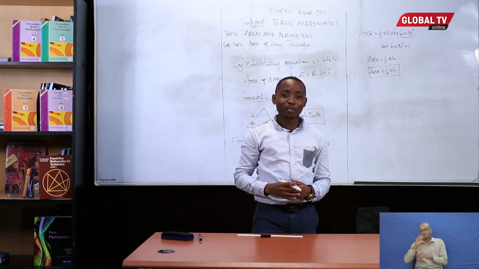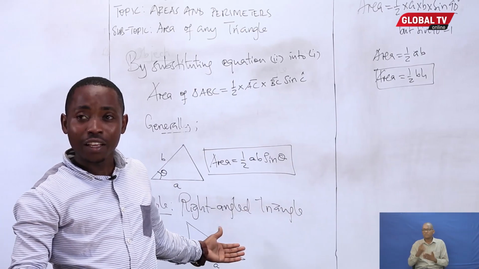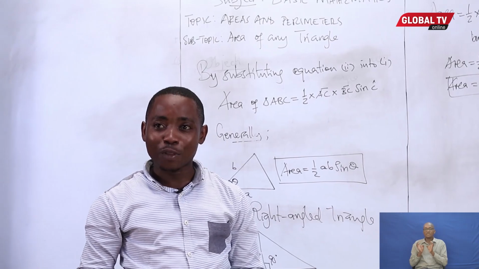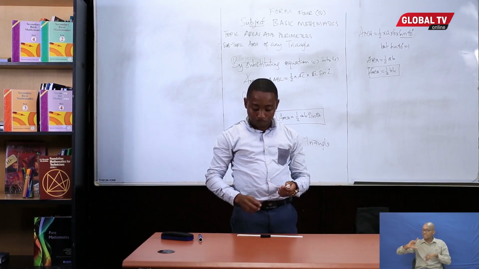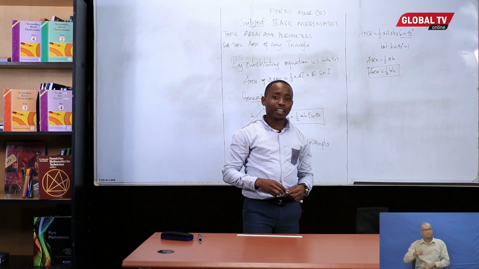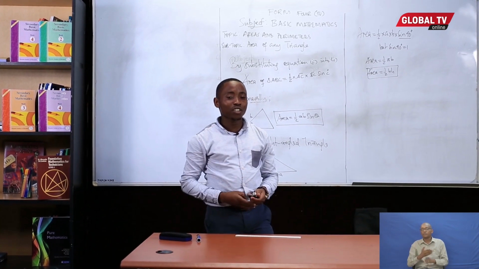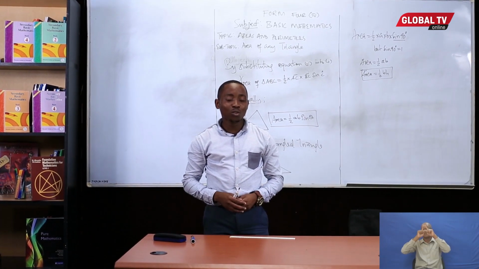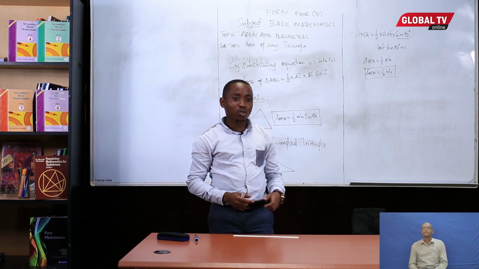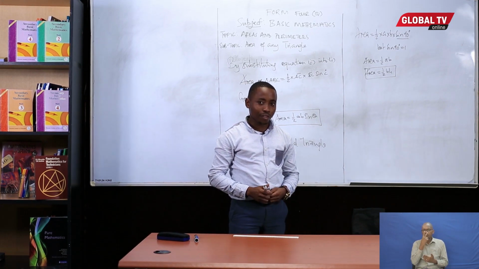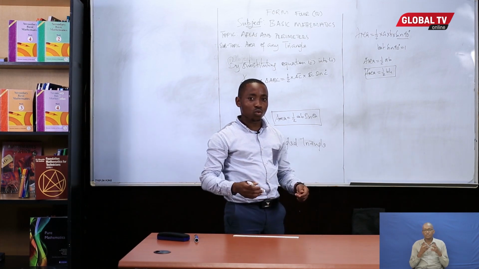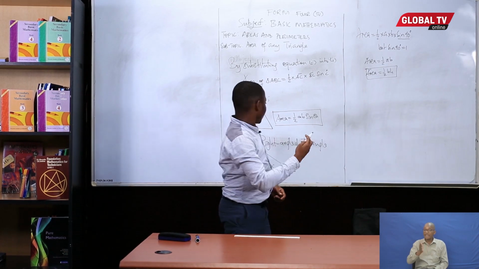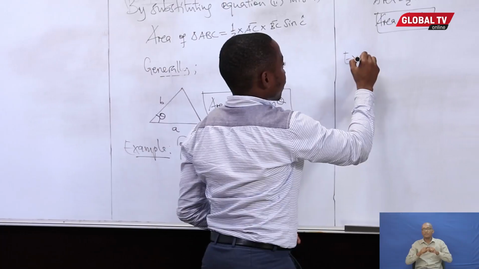So don't ask yourself so many questions. Why do they use that one instead of this one? This is a general formula, but this one is specific for only a right-angled triangle. It's my hope that we are together up to there on how to derive a general formula concerning any triangle. Now, let us see a few examples of solving problems concerning any triangle that we have. How can we solve questions concerning the area of any triangle?